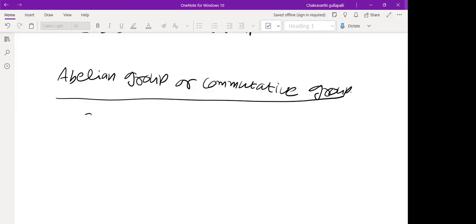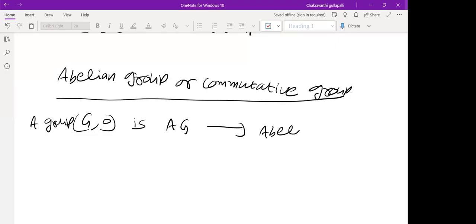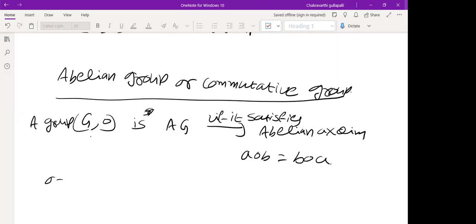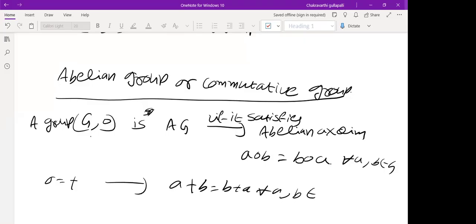So what does abelian group mean? G comma circle is an abelian group. First it has to be a group. Group means the 4 axioms. It is an abelian or commutative group if it satisfies an extra property, the abelian axiom. What is the abelian axiom? A circle B is equal to B circle A. If circle is plus, generally, then A plus B is equal to B plus A, satisfied for all A, B. Then automatically we say G comma circle is an abelian group.